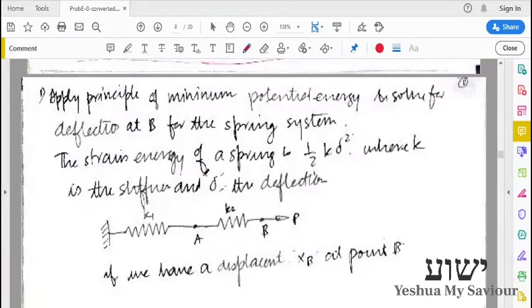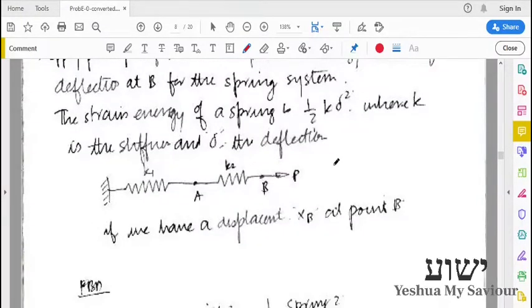Next is applying the principle of minimum potential energy to solve for the deflection at B. Eventually we'll get the deflection of E2. For the spring system, the strain energy of the spring system is half K delta square, where K is the stiffness and delta is the deflection.